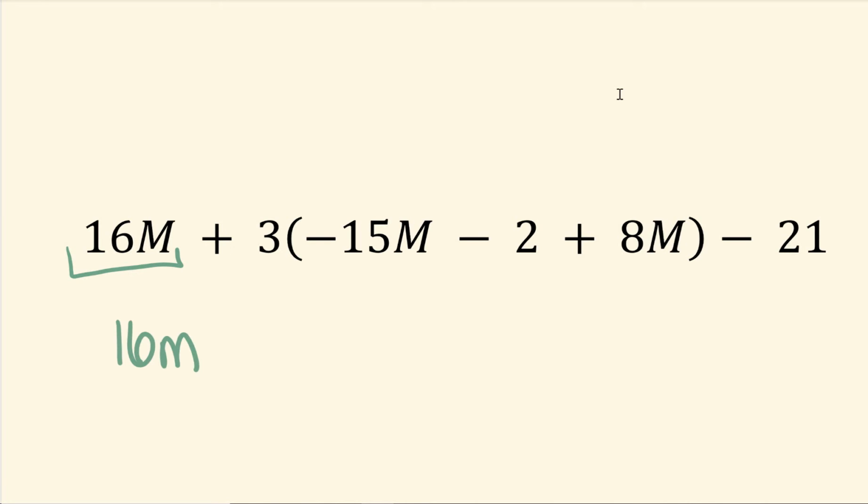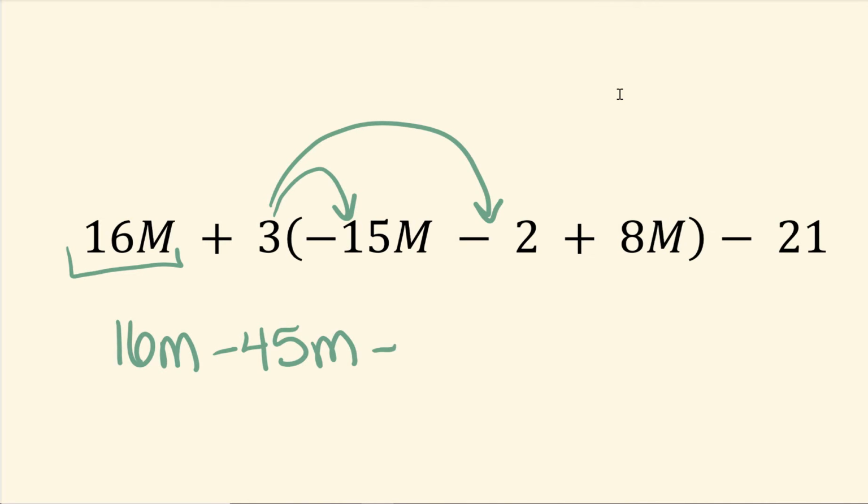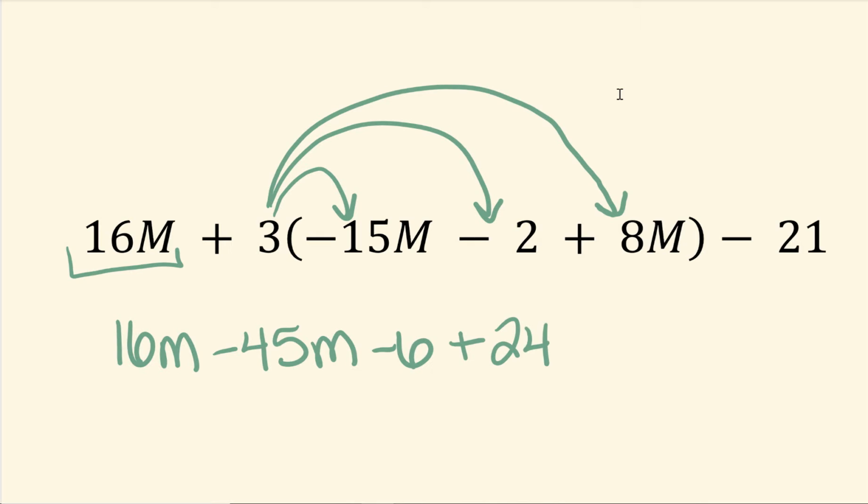But this 3 is touching the parentheses. So I need to do 3 times -15m, which is -45m, I need to do 3 times negative 2, which gives me negative 6, and 3 times 8m, which is 24m. And then my parentheses close, which means I'm no longer distributing, but that negative 21 still needs to come down.